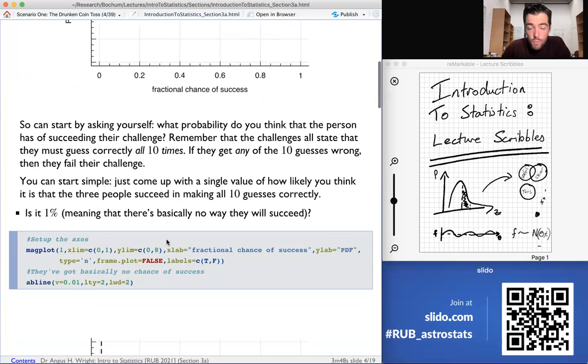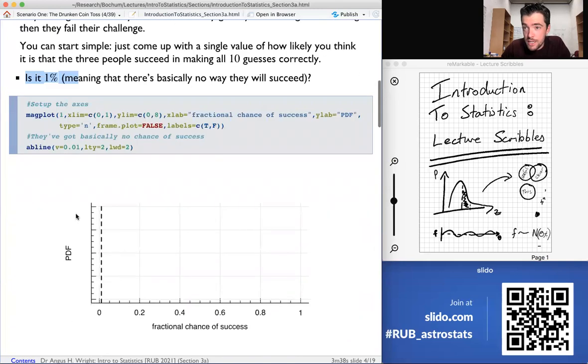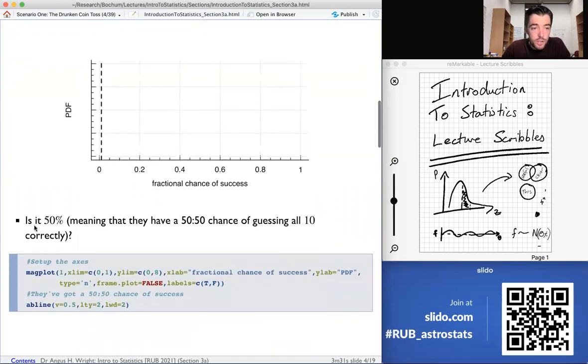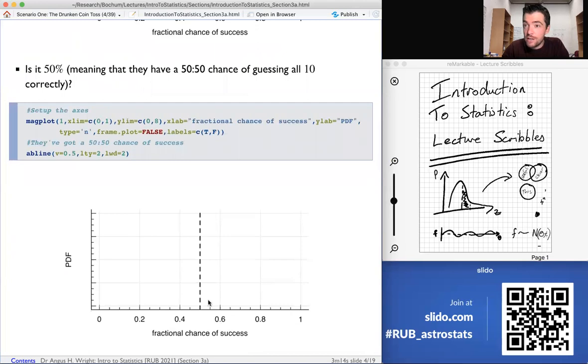Now, there's a bunch of different ways that this could go, right? You could say that, okay, I think it's going to be 1%, meaning that there's basically no chance that the person is going to succeed in their challenge. And that would look something like this, where I've put a dotted line down here at 1%. You could say that it's 50%, meaning that you don't really know. It could go either way. They could succeed, they could fail, okay? And so in that case, your dotted line or your point or whatever would sit at 50%. 50% chance of success for that individual.